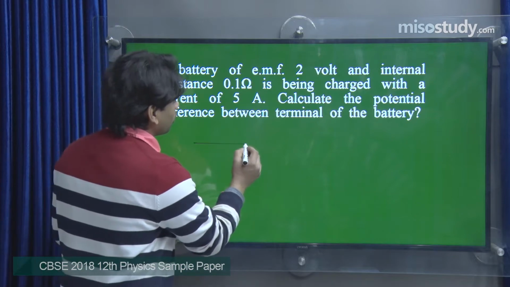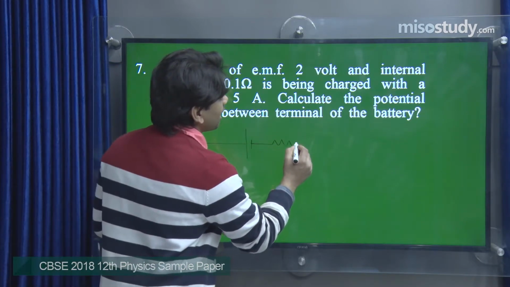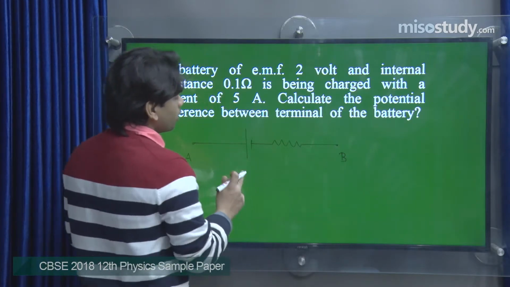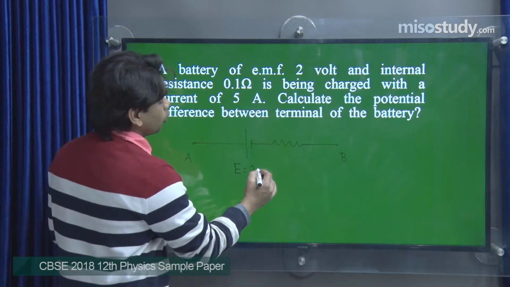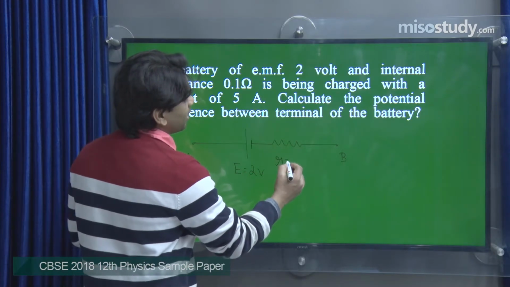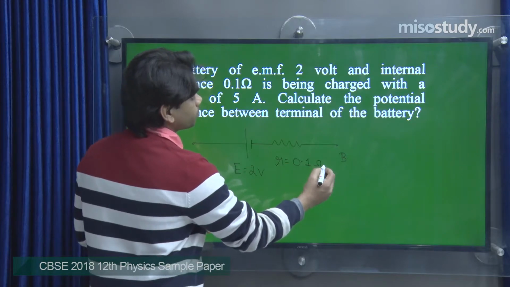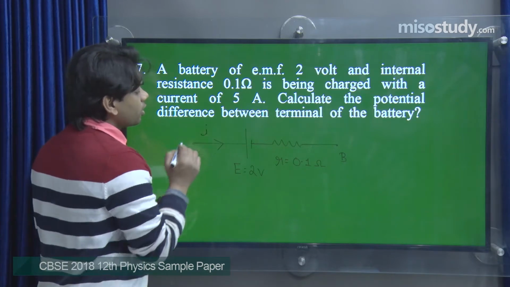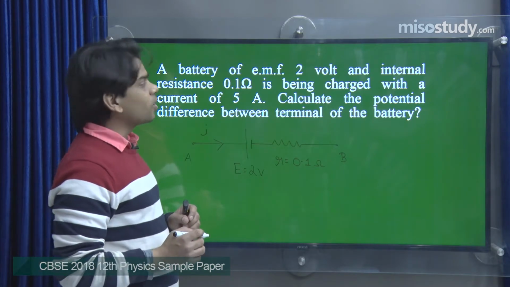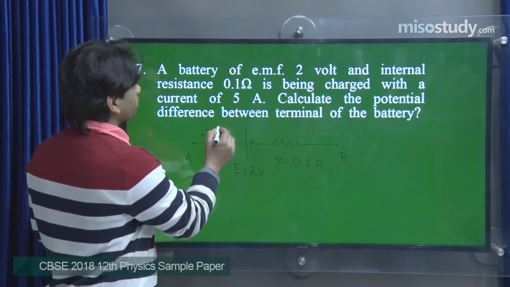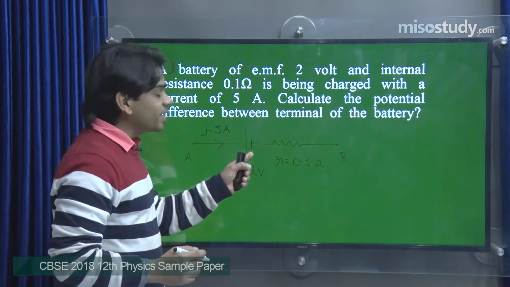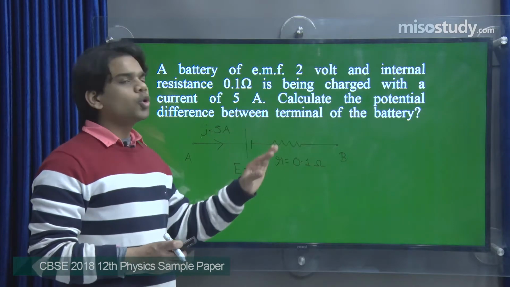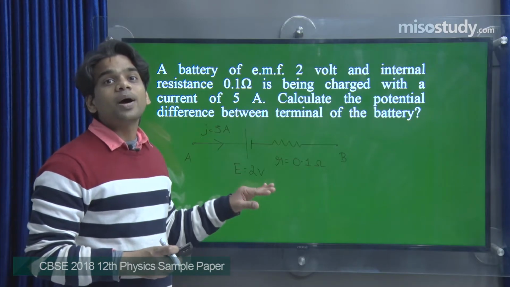Now see, this diagram will be somewhat like this. This is a battery which is charged. This is the internal resistance. Let's mark this end as A and this end as B. Now its EMF is given as 2 volt and this internal resistance is given as 0.1 ohm. Now let me mark the sense of current. This would be going into the positive terminal of the cell, and this current is given as 5 ampere. Since the cell is being charged, we have to mark the sense of current along this direction. You have to show this diagram in your exam answer sheet.